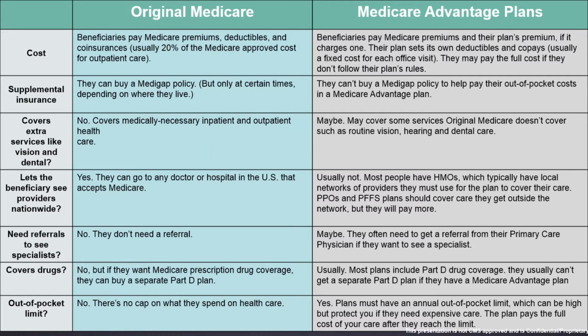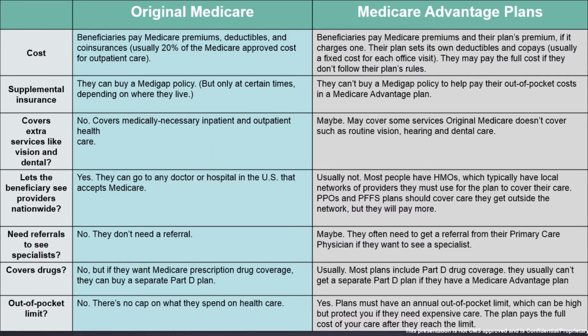The supplemental insurance, can they have it? Can they not have it? For the original Medicare, which is A and B, or A, or B, they can have Medigap plans, but only at certain times depending on where they live. So again, we're going to cover some of the supplemental insurance in this next week. So there are certain states, depending on where they live, for certain times they can get set up. And for Medicare Advantage plans, they can't have Medigap policies to help pay their out-of-pocket costs in the Medicare Advantage plan. So no Medigap with the Plan C.